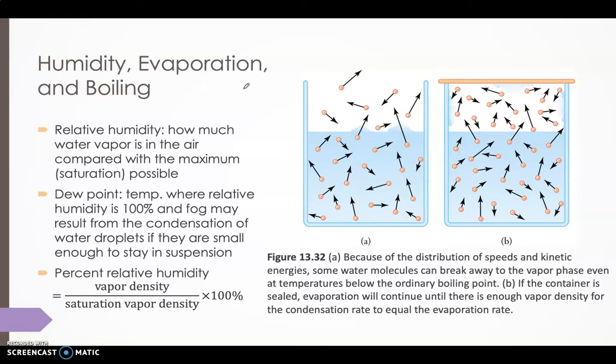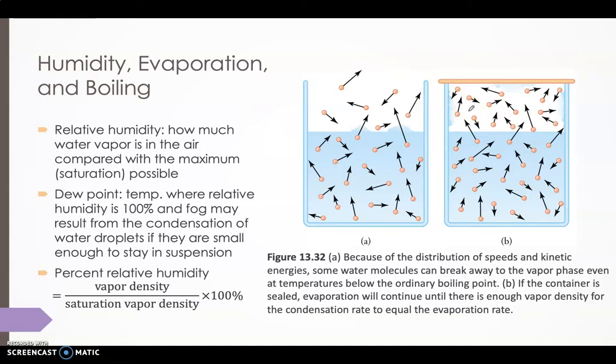Okay. We have this idea of relative humidity, and we are able to calculate the percentage of relative humidity by the vapor density divided by the saturation vapor density times 100%. Okay, so let's look at this image here. In A, we don't have a top here. Okay, that's the main difference between these two.